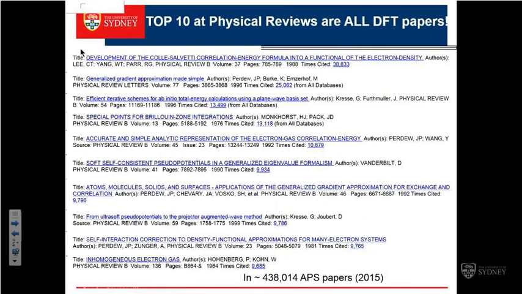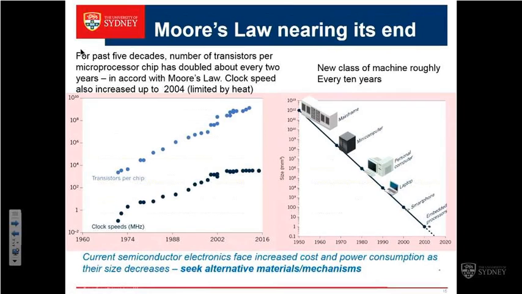And it's interesting to notice that the top 10 papers in the physical review journals, including PRL and PRB, are all DFT papers. Okay? So it's a huge field. It may be small in Australia, but it's huge elsewhere. Relatively small in Australia. Okay, so let's just have a look at some examples here.